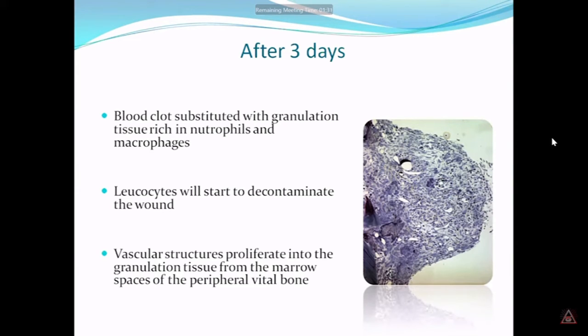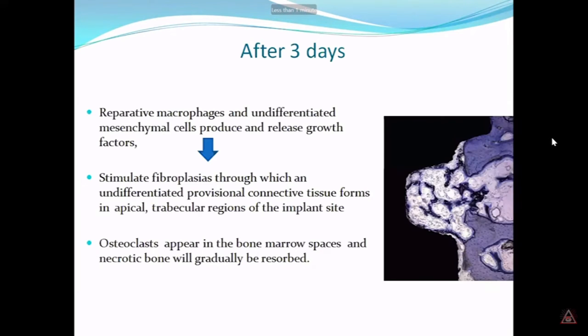Vascular structures now start proliferating into the granulation tissue from the marrow spaces of peripheral vital bone. After 1 week, reparative macrophages and undifferentiated mesenchymal cells will produce and release growth factors, and this will stimulate fibroplasia through which an undifferentiated provisional connective tissue forms in the apical trabecular region of the implant site. So macrophages and undifferentiated mesenchymal cells will start releasing growth factors.